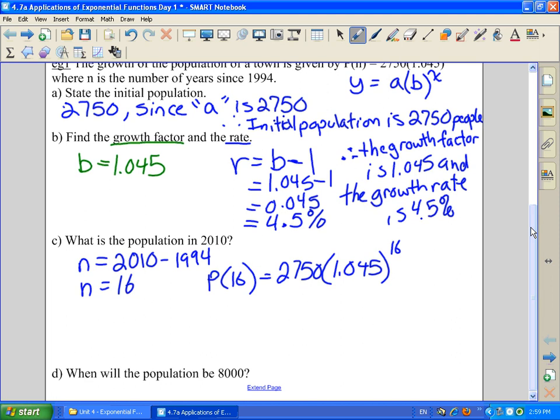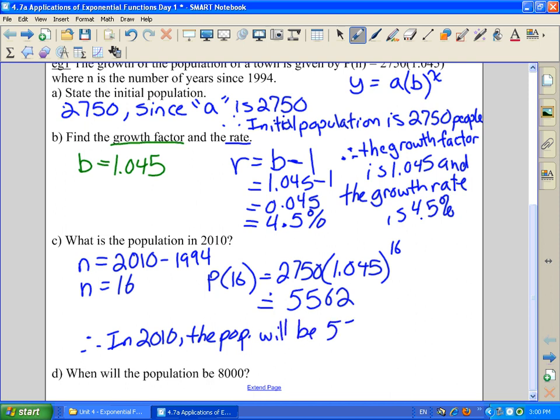Don't forget your brackets. You're going to get approximately 5,562 people. There's going to be an argument sometimes for rounding. We're just going to round to the nearest person. We're not going to worry about a person missing an arm being 0.75, etc. We're just going to keep life simple and just round it to the nearest person. So therefore, in 2010, the population, you can use short form POP with a dot, will be 5,562 people.